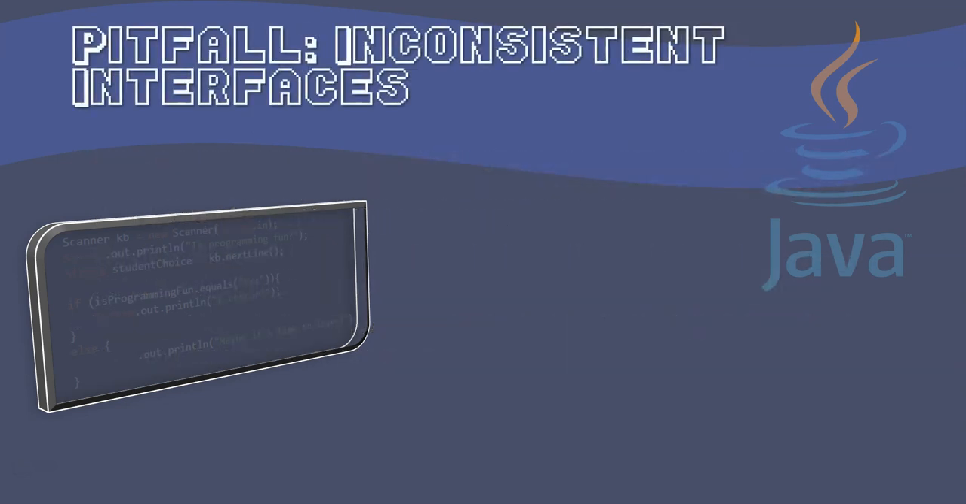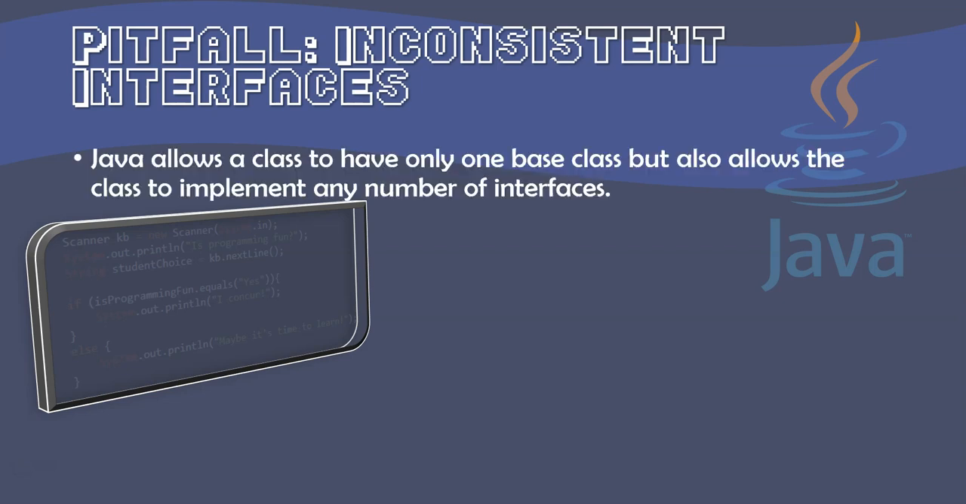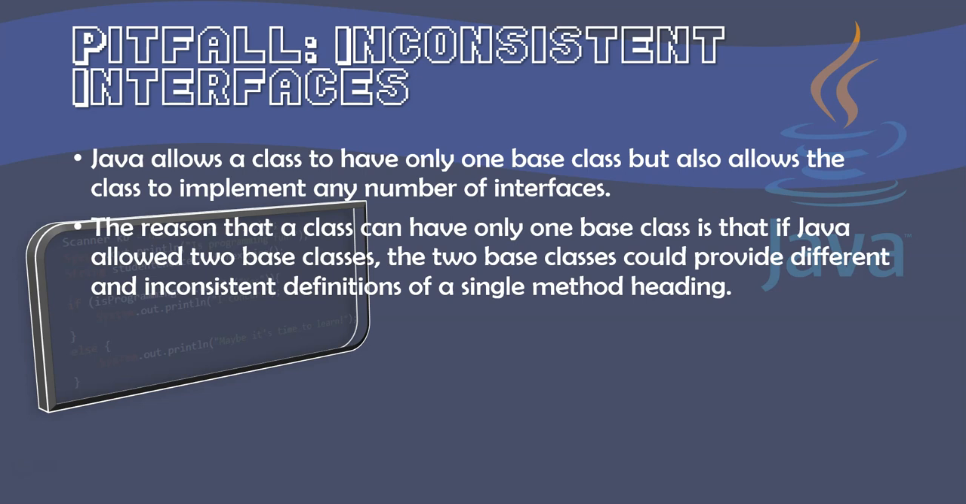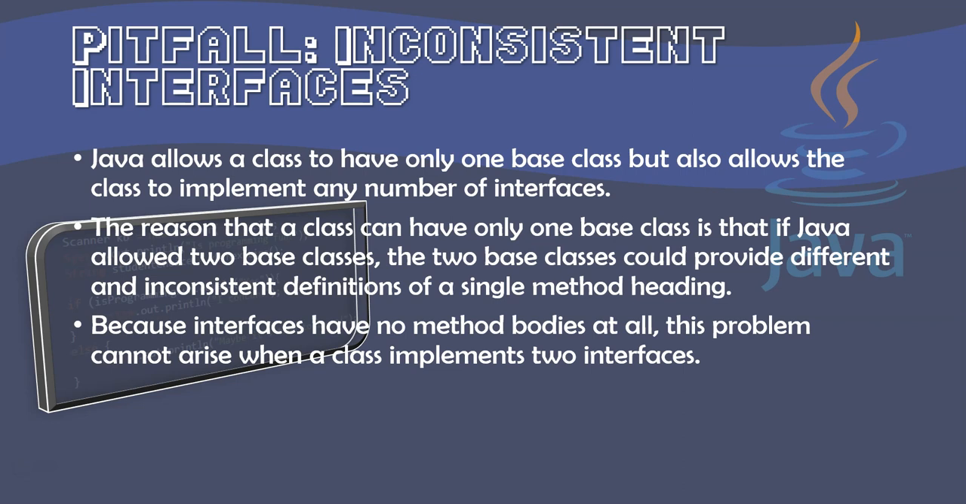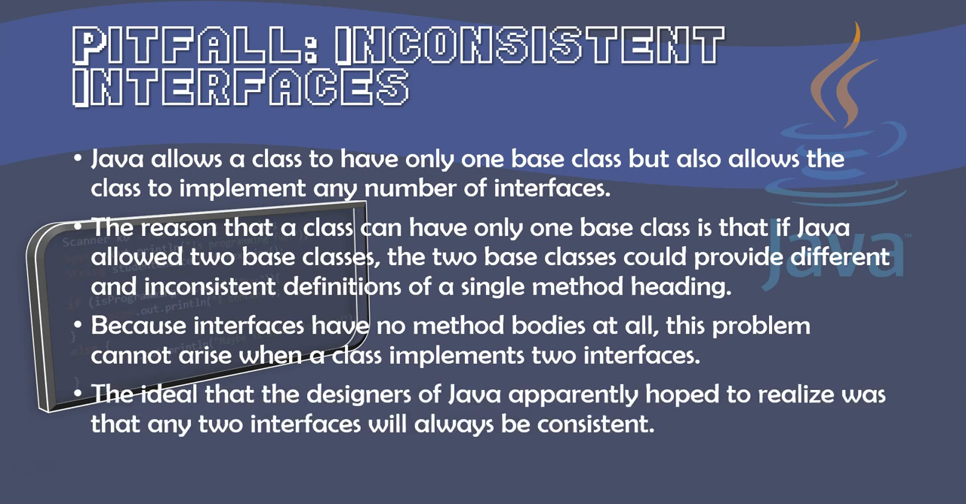Now, there is something we have to keep in mind as we start getting into much more complex interfaces, which is inconsistent interfaces. Java allows a class to have only one base class, but allows the class to implement any number of interfaces. The reason a class can have only one base class is that if Java allowed two base classes, those two base classes could provide different and inconsistent definitions of a single method heading. Because interfaces have no method bodies, this problem might seem not to arise when a class implements two interfaces. The hope of the designers of Java was that any two interfaces would always be consistent.